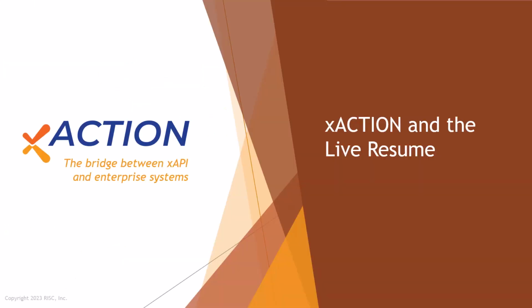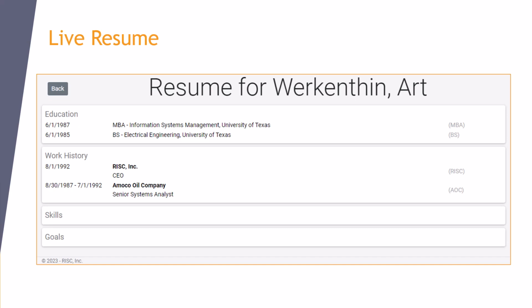Today we're going to be looking at xACTION integrating with the live resume system using a REST API. This is an example screen from the live resume system. It's a small system we built, a small database that allows display of current information that can be updated via REST APIs. So there's an API to add an entry to one of the sections on the page. You can update existing entries. You can delete entries. For this demonstration, we want to use xAPI statements to update the resume system.